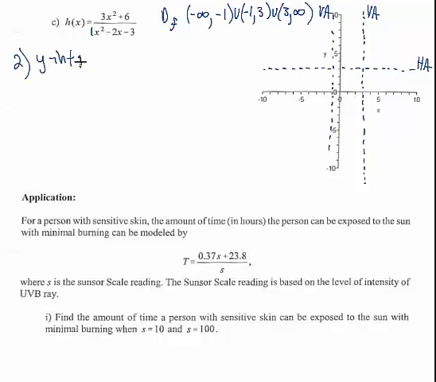Step 2, y-intercepts. We want to calculate h of 0, and so we just need to pick up these numbers here. 6 over -3 is -2, and so that gives us the point 0, -2.